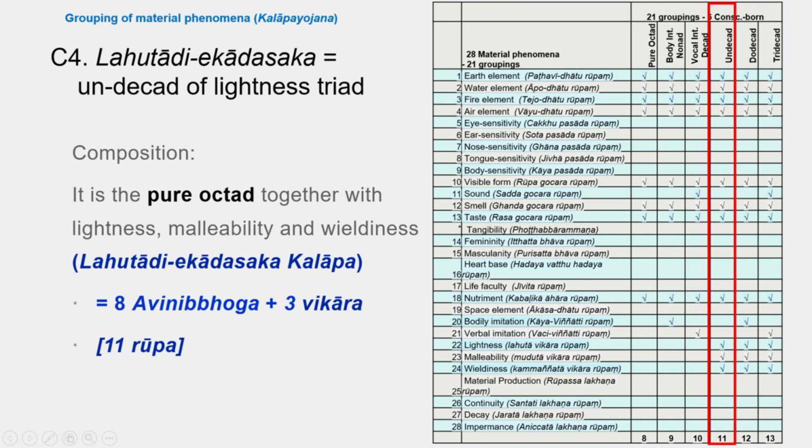And the fourth one, Lahutadi Ekadasaka. This is a pure octad together with, remember these 3 things which human can do, certain or not: lightness, malleability, and wieldiness. So this is called Lahutadi Ekadasaka Kalapa. This is under the fourth one. So total 6.